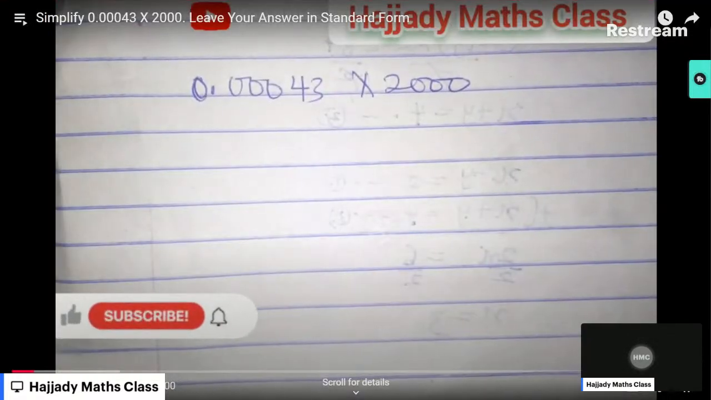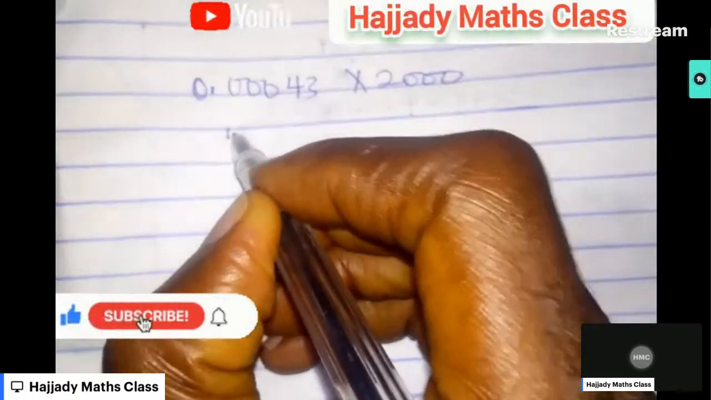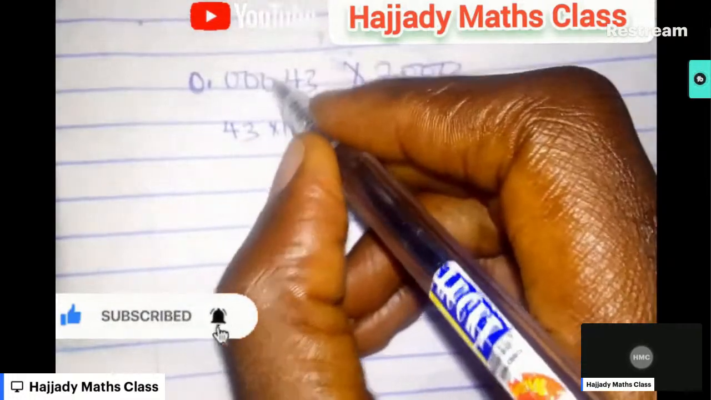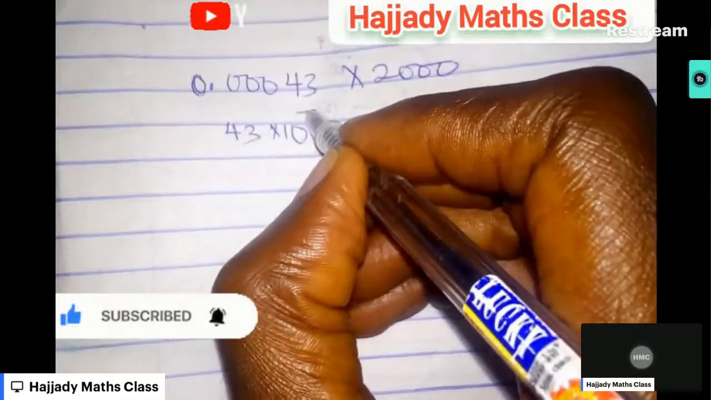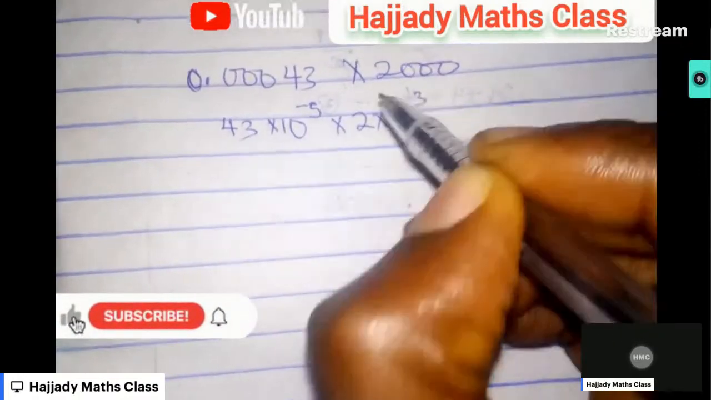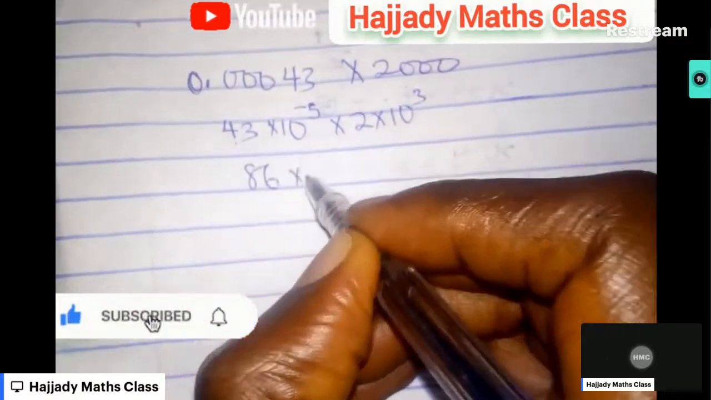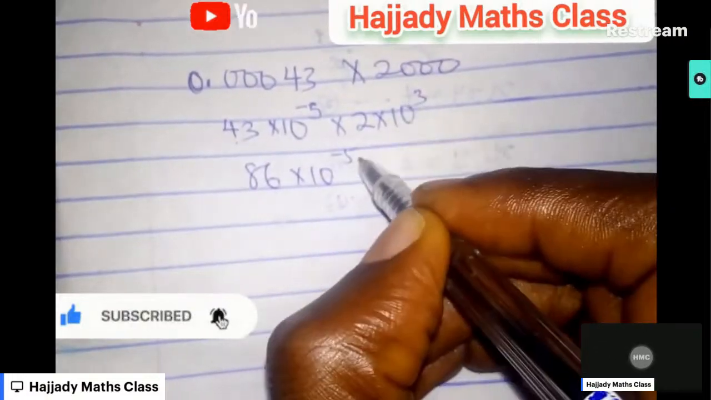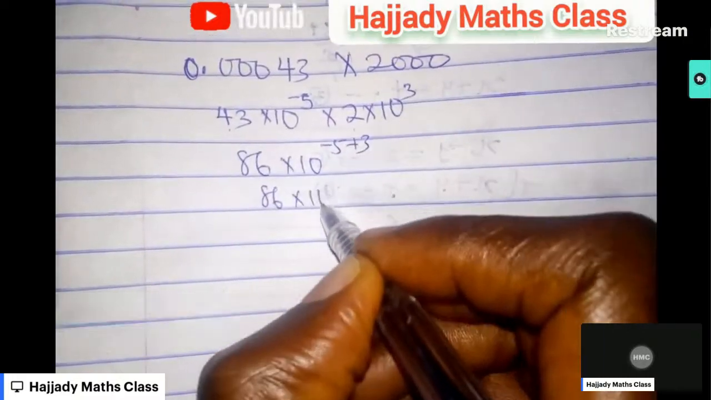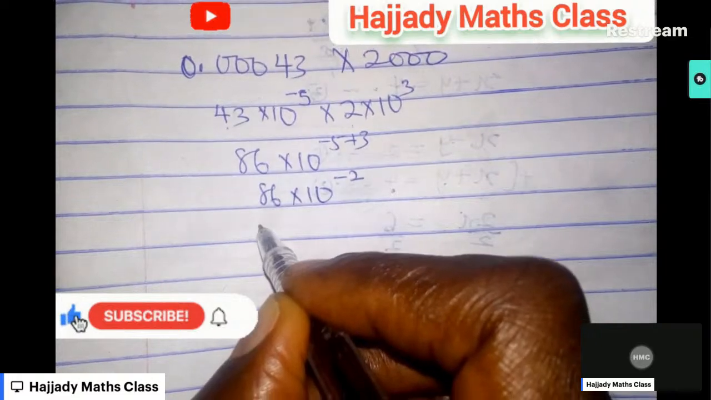Asked to express this in standard form, this can be expressed as 43 times 10 raised to power minus 5, multiplied by 2 times 10 raised to power 3. 43 times 2 gives 86, times 10 raised to power minus 5 plus 3. And here I'm having 86 times 10 raised to power minus 2. So this shows that this can be expressed as what?